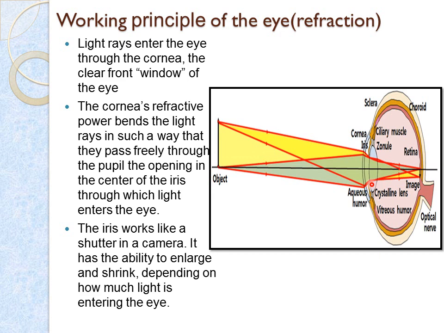Already in physics we have studied about reflection and refraction. So let us be a little bit clear. When light passes from one medium to another medium, the light has a tendency of refraction. So in this aqueous humor it is refracting a little bit. Then it bends and passes freely through the opening, the pupil, in the center of the iris, and it enters the eye.